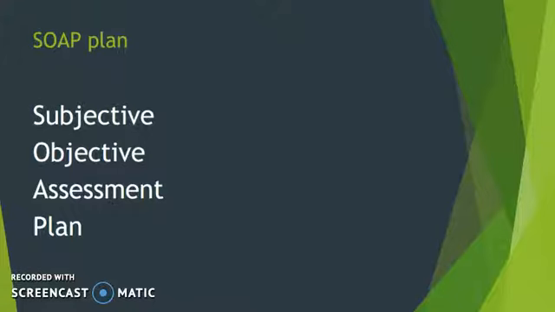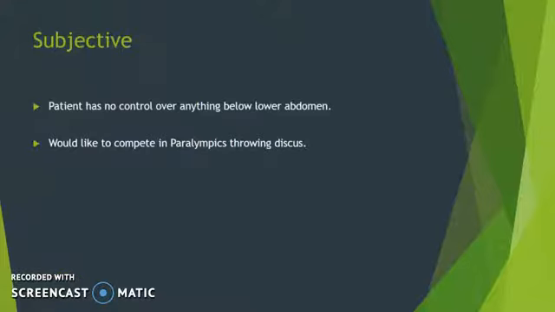The P part of SOAP plan is plan. So now that we have everything we need to know, we need to make a plan in order to fix the problem and fix our patient. So how you will address the patient's problems and goals. So now that we understand the SOAP plan, it's time for us to evaluate.